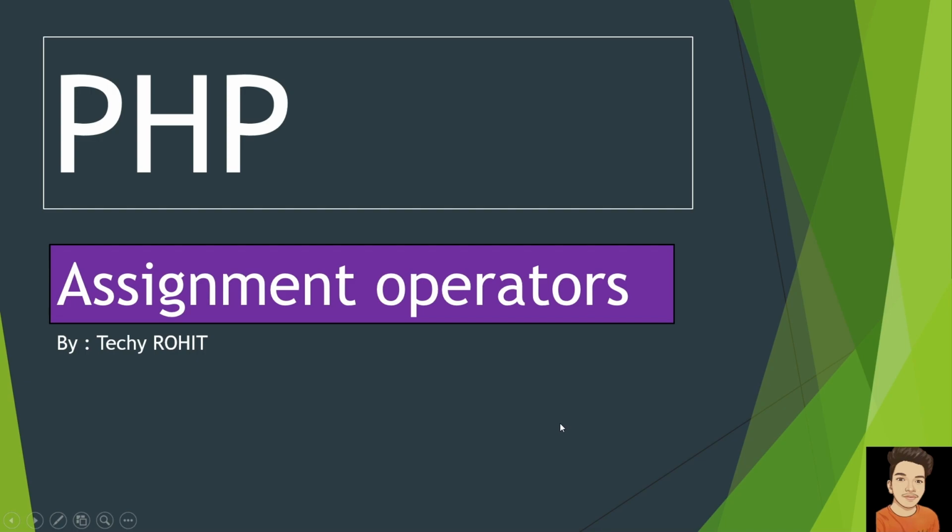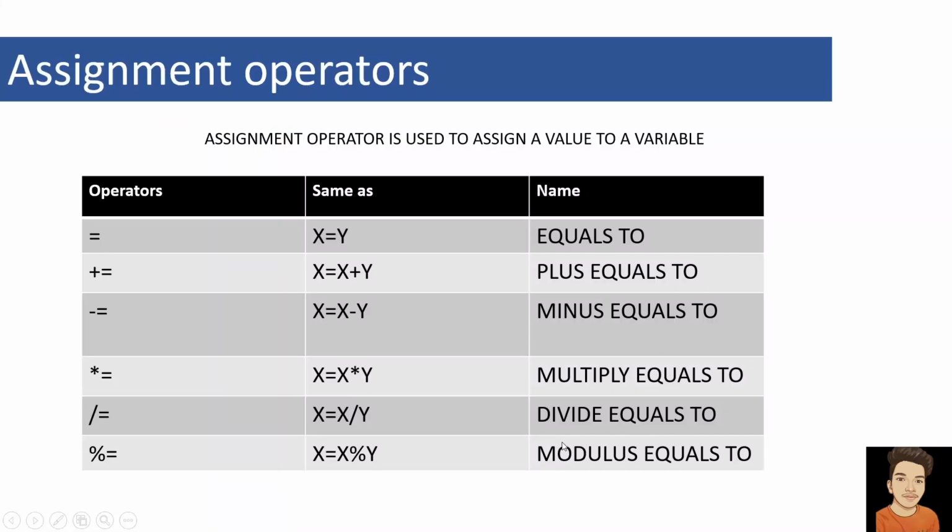Today we are going to learn about assignment operator in PHP. Assignment operator is used to assign a value to a variable. We have total 6 assignment operator in PHP.